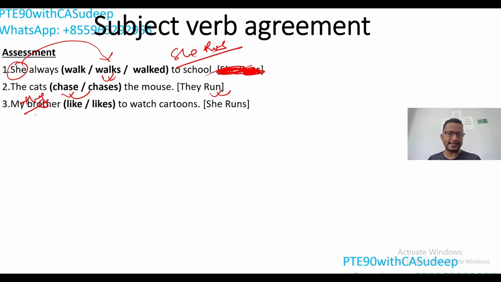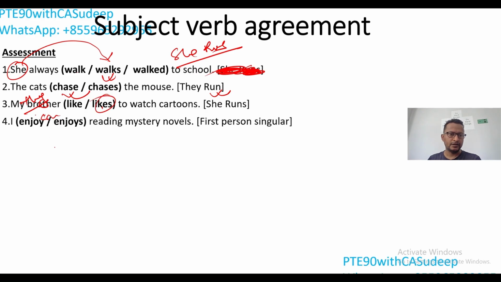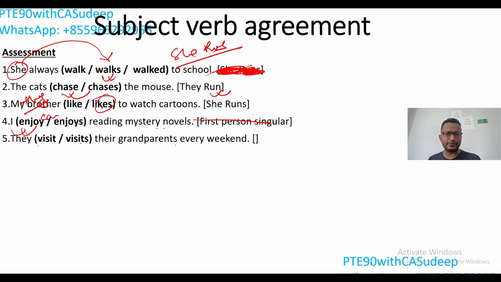My brother likes. My brother is like she likes. See, singular, right? I enjoy reading mystery novels. I is first person, right? So this subject verb agreement concept will not apply here. So that's why I enjoy. And then they visit or visits their grandpa every weekend. They visit because they is plural.